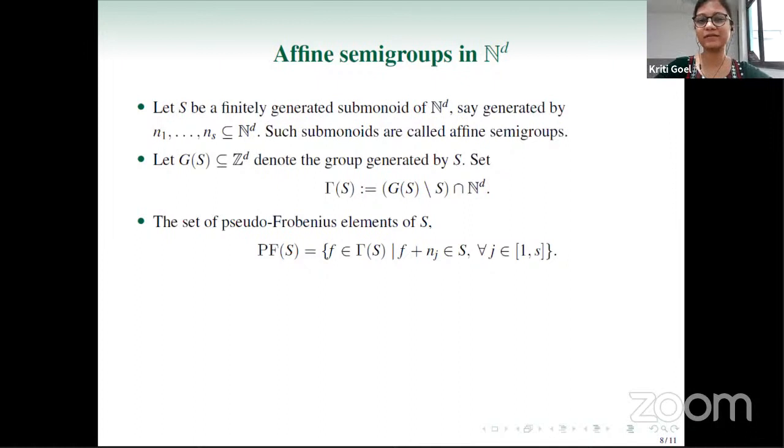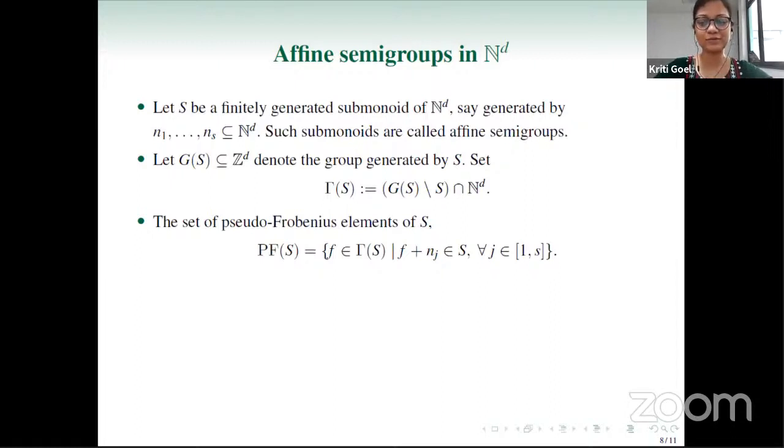So what do we mean by, first of all, semigroups in N^d? To begin with, our semigroups are finitely generated. So over here, we are looking for finitely generated submonoids of N^d. Let's say they're generated by n1 up till nS. And this is what we'll call affine semigroups in higher dimensional spaces.